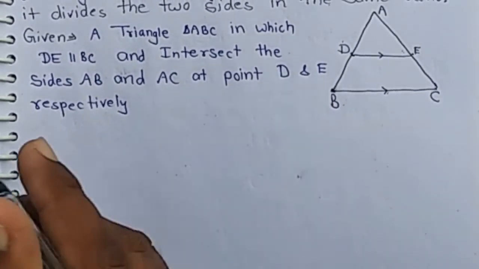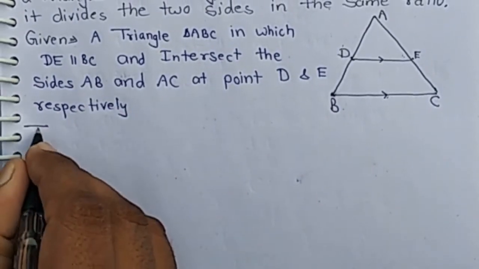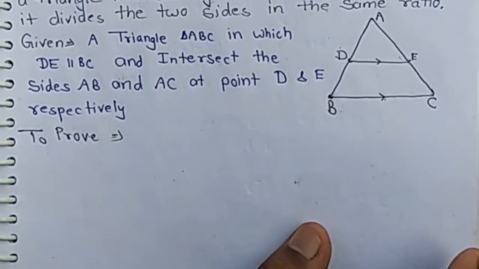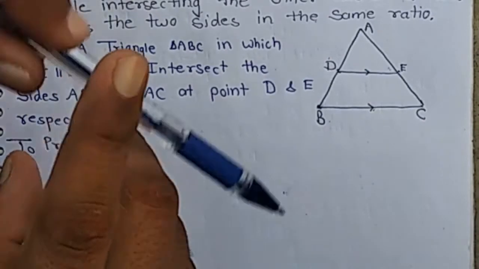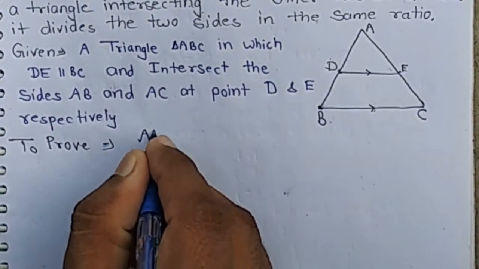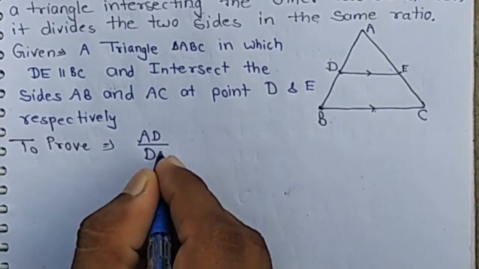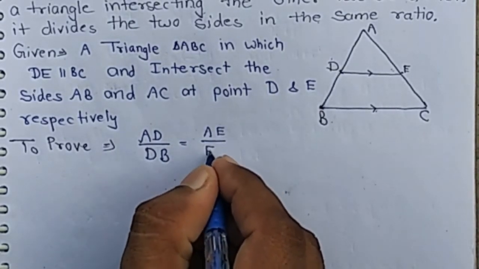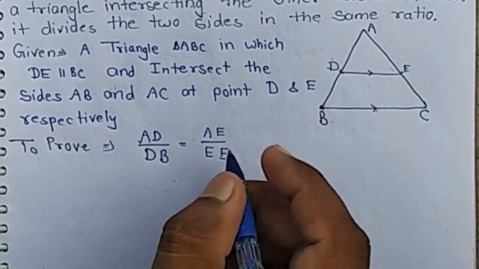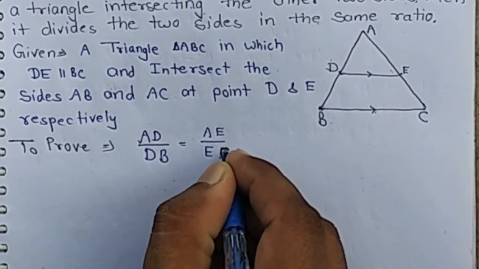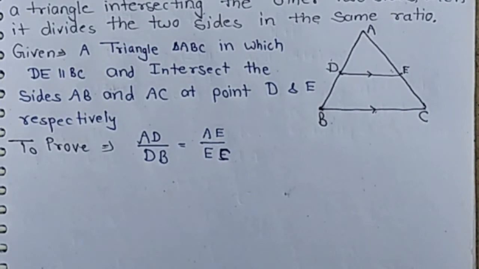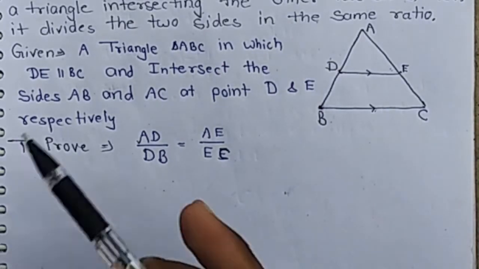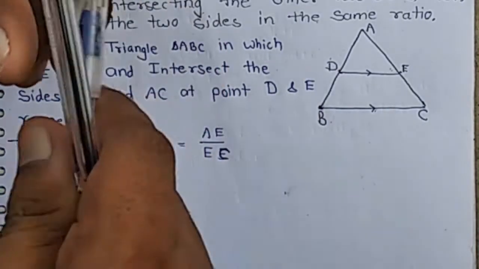Now to prove, we have to show that AD by DB equals AE by EC. That is, D and E divide AB and AC in the same ratio. Now construction.